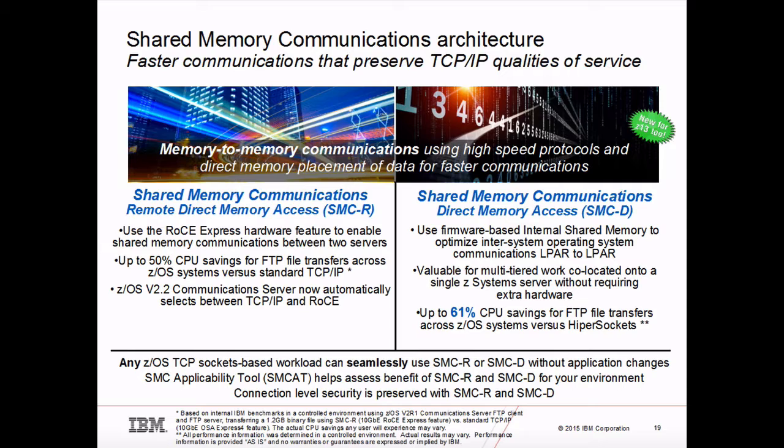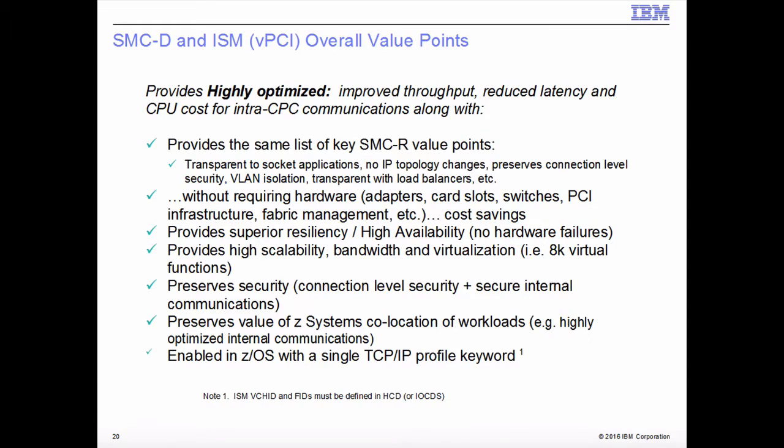And it's just again a little bit about the two technologies as you combine them together. And then on to the next chart. So finally we wrap it up with what is the SMC value of SMC-D. And so starting at the top, it's really about optimization. It's about making co-located workloads on System Z very competitive in terms of providing more value for workloads that sit on the same platform. It's about optimized communication first and foremost.